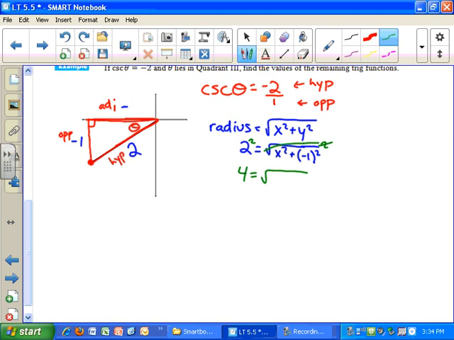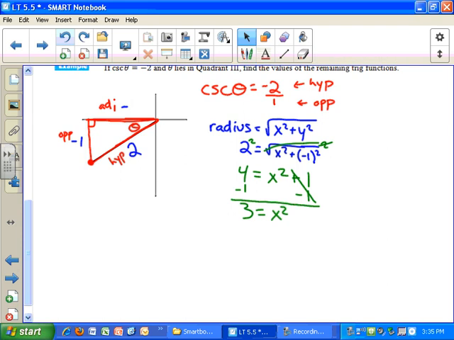And so I'm going to get rid of that square root by squaring both sides. So we end up with 4 equals x squared plus, remember negative 1 squared is going to be 1. We get rid of the square root. So it's just x squared plus 1. Subtract 1 from both sides. So we get x squared is 3. And to solve, take the square root, and when you're solving, remember that's always positive or negative.